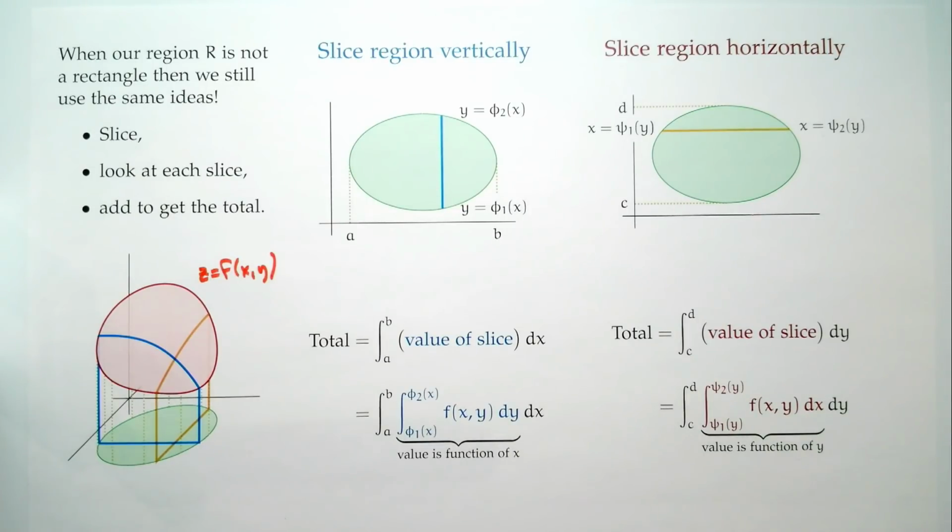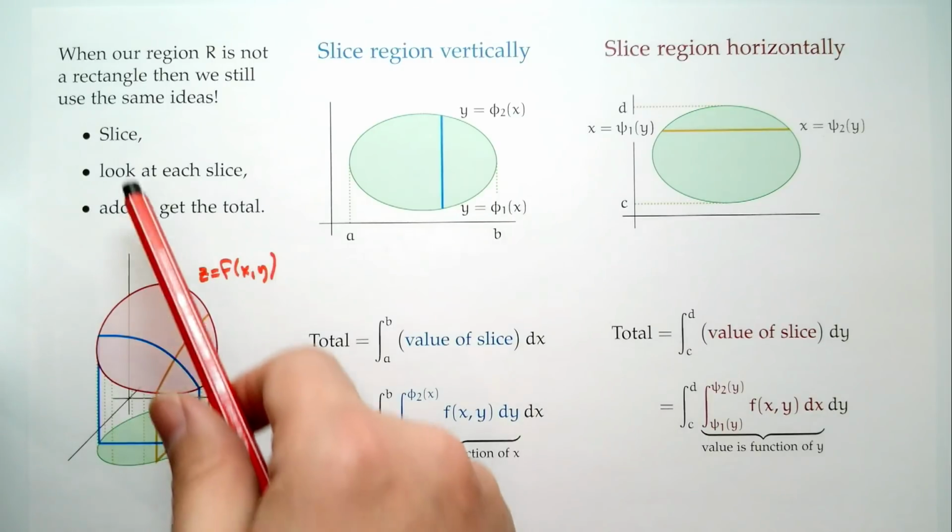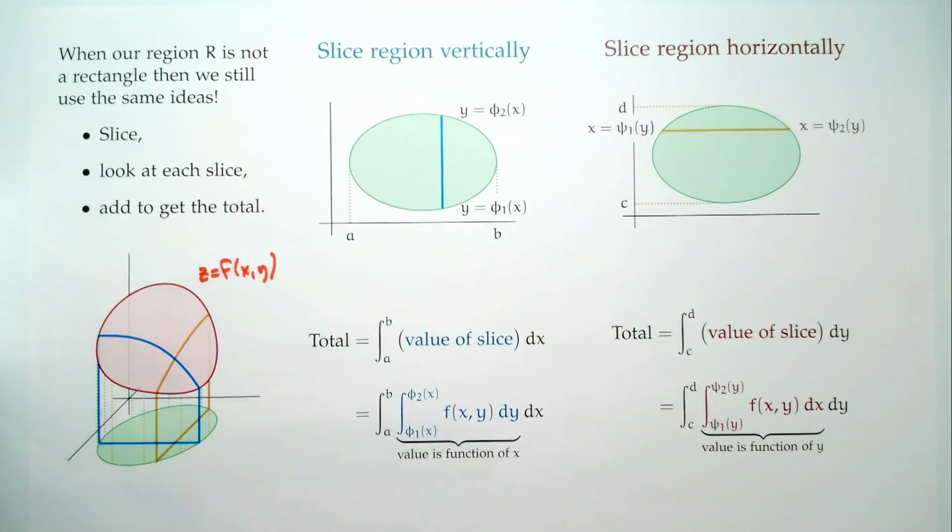We do the same thing that we did before, because really that's what happens in math: you have one good idea and then you just enhance it over and over again. Now, what's our idea? Well, we slice things up and understand each part. So again, same philosophy. We're going to slice things up, look at each slice, and add to get the total. That's what integration is. Now, when we slice, there are two ways to slice if we're talking about a two-dimensional region.